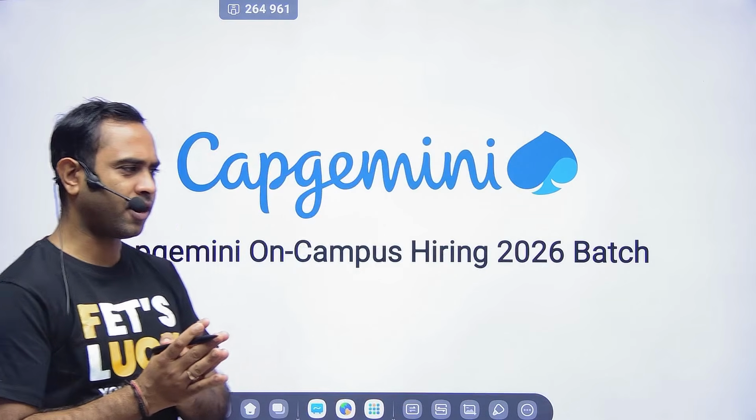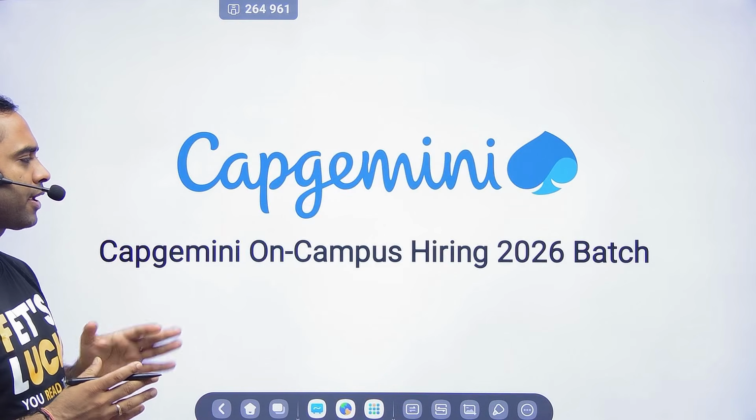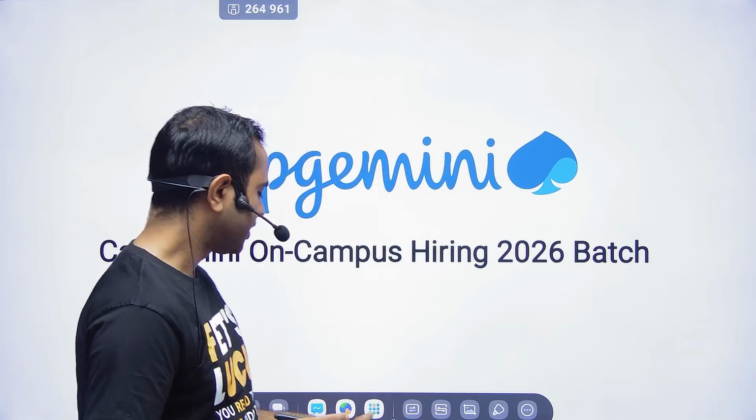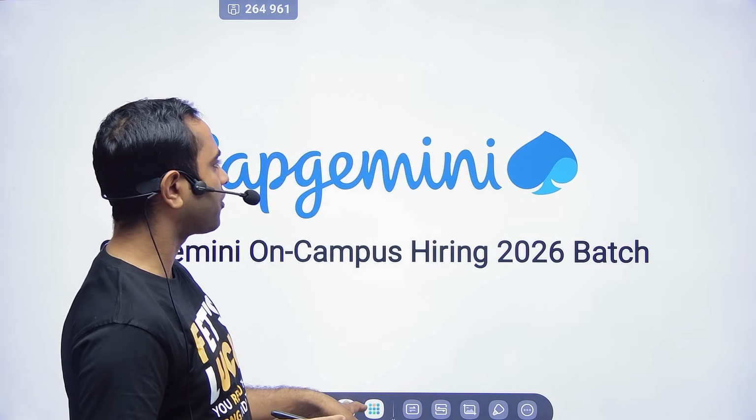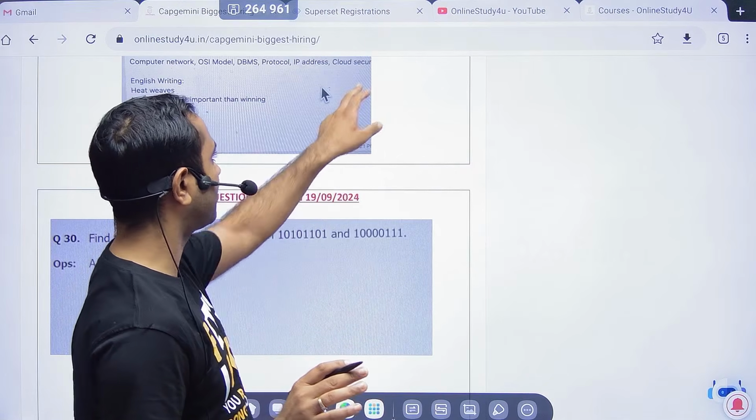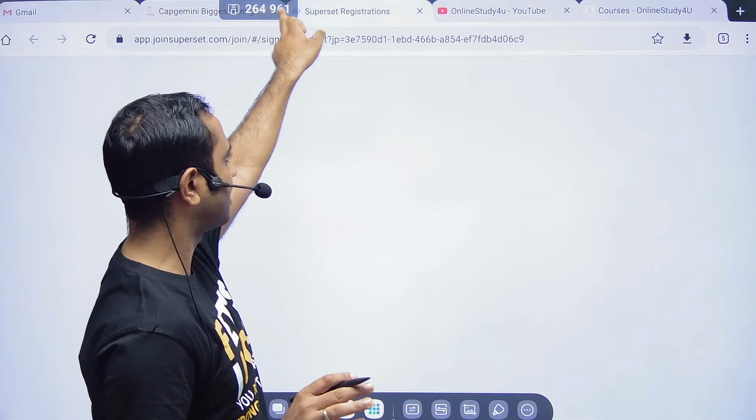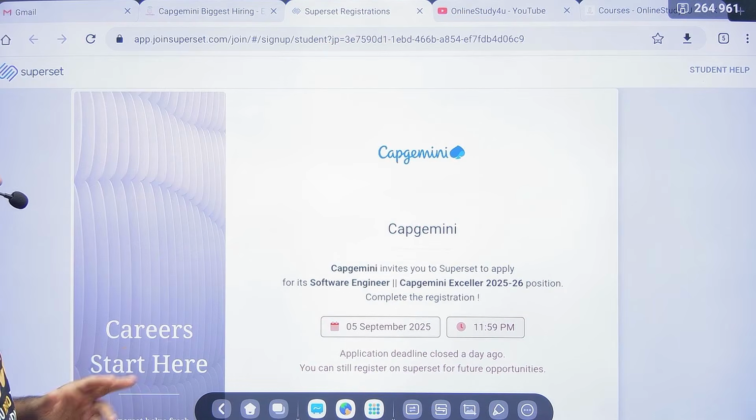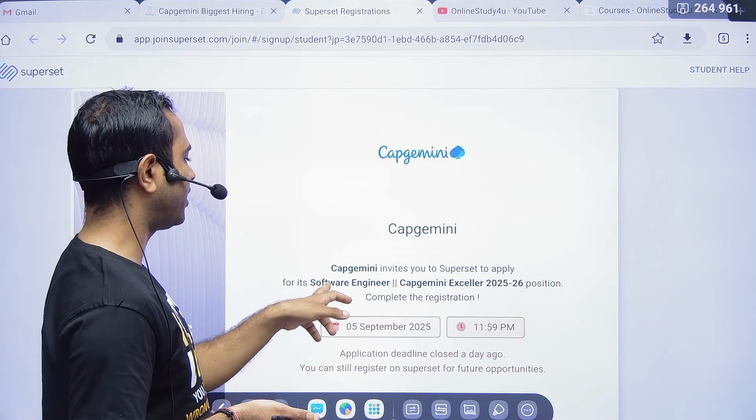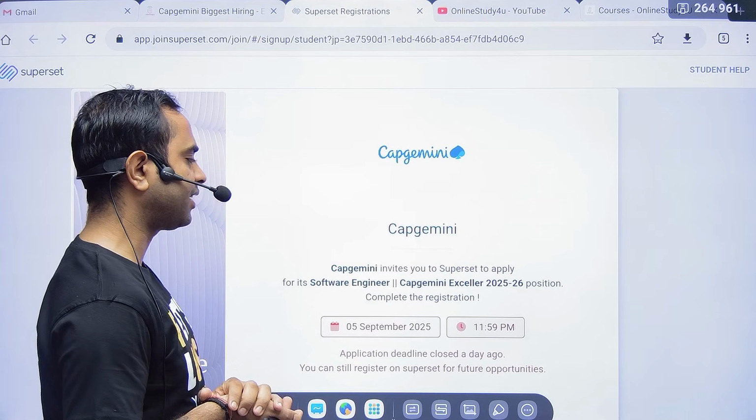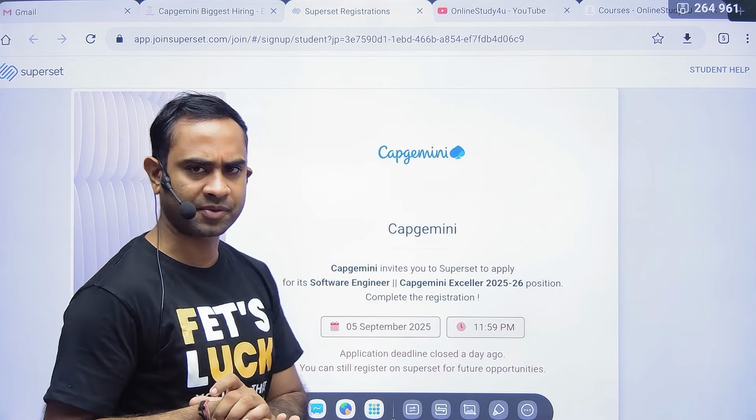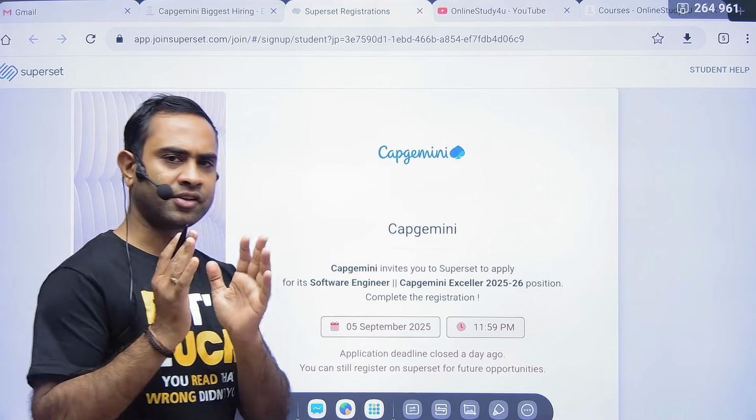Friends, as you are aware, Capgemini on-campus hiring for the 2026 batch has started, and the registration process for the on-campus batch is also closed now. This hiring was happening through the Superset platform. Capgemini invites you to Superset to apply for its Software Engineer Capgemini Excel 2025-2026 position. Complete the registration. 5th of September was the last date. This is only for on-campus.